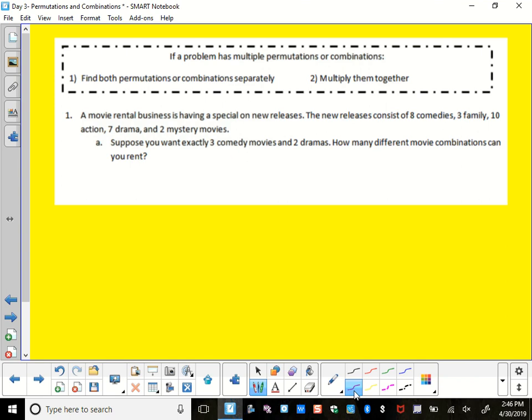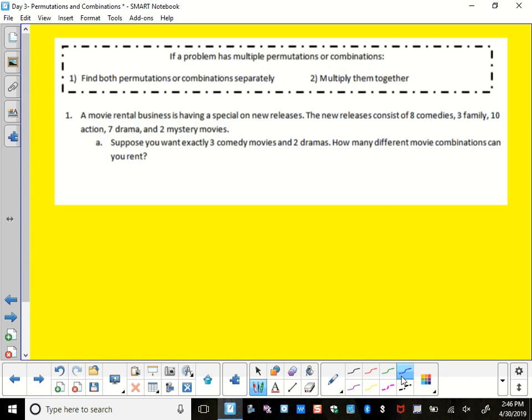Okay, so it says, suppose you want exactly 3 comedy movies and 2 dramas. How many different movie combinations can you rent? So this is basically saying that you go to the movie store, they have all these different genres of movies, and we want to choose only certain amounts of certain kinds of movies.